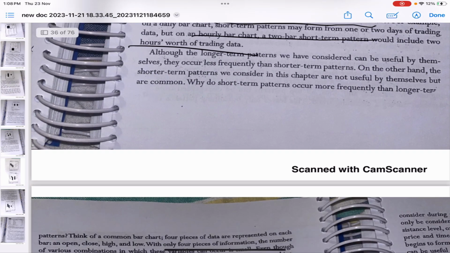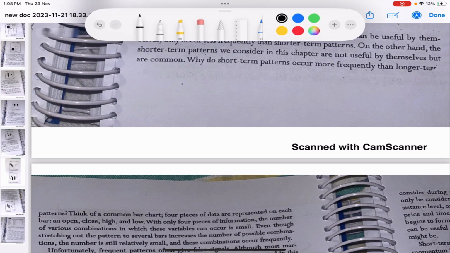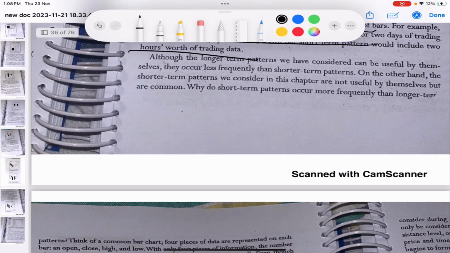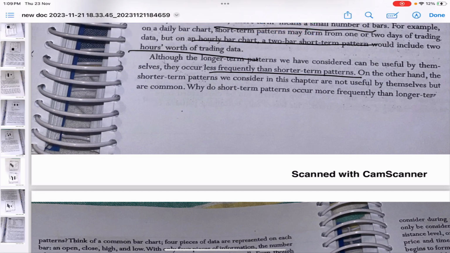Although the longer term patterns we have considered can be useful by themselves, they occur less frequently as compared to the short term patterns. Why? Because it takes a lot of time for long term patterns to form, whereas the shorter time frame ones are formed more frequently, obviously.